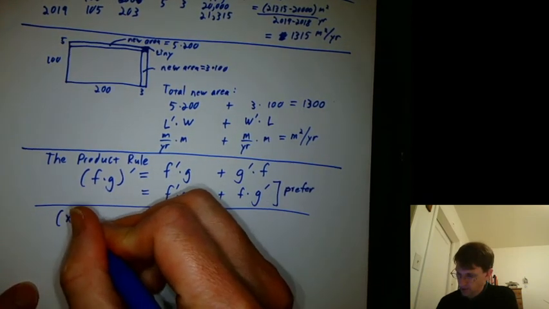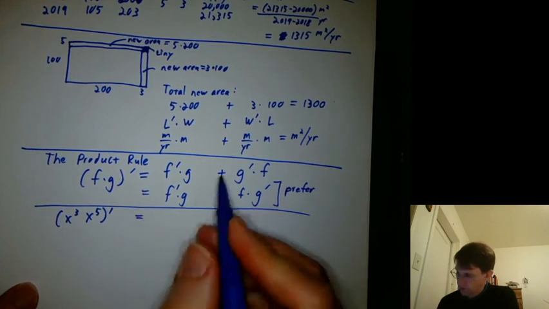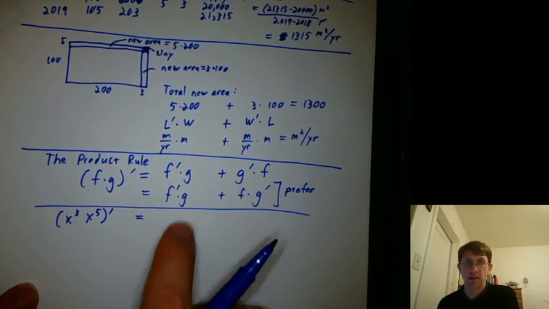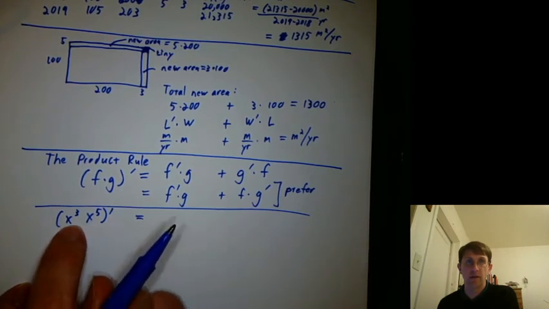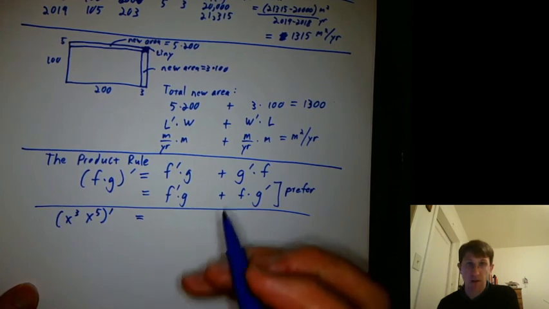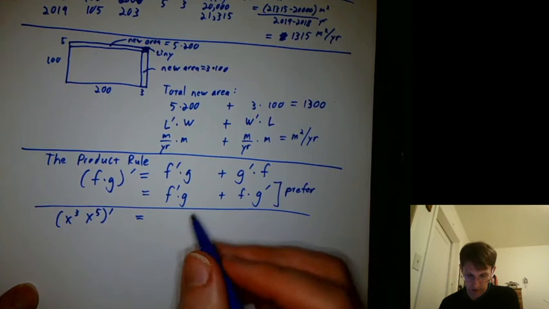Back to our original example, x cubed times x to the 5th, prime. Notice I've already got it written out nicely here, so I can just copy everything in columns. So take a sec to write it all out based on f being x cubed and g being x to the 5th. Okay, hopefully you paused the video and did it all, and now you're just here to check.